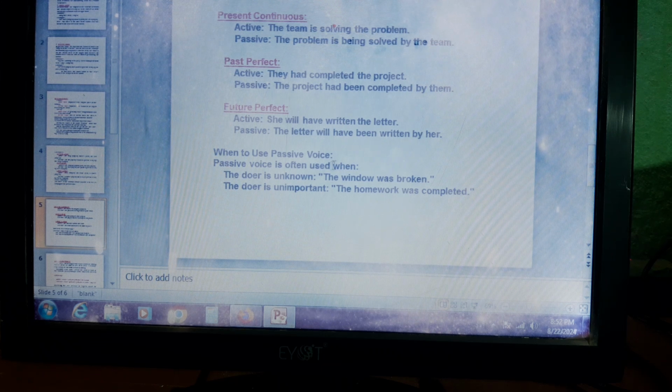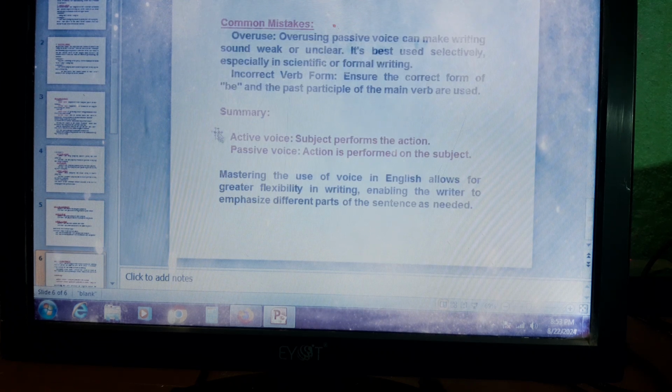When to use passive voice? Passive voice is often used when the doer is unknown: the window was broken. Or when the doer is unimportant: the homework was completed. Now I am going to the last slide, number 6.